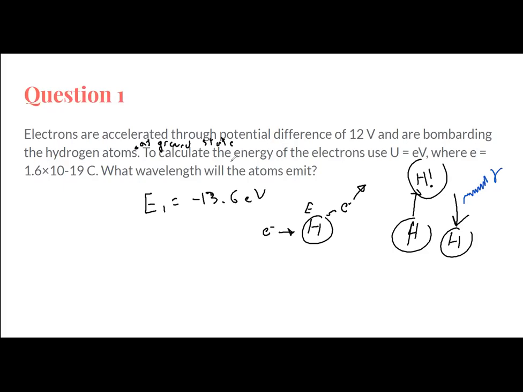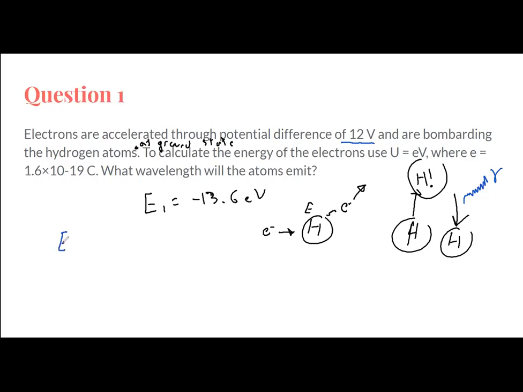Now, for electrons running into a hydrogen atom, that interaction is like two pool balls hitting each other. And so the electron that hits the hydrogen gives some energy to the hydrogen. And the question is, how much energy does the electron give to the hydrogen? Well, how much energy does the electron have? Then you can find that by figuring that the electrons have been accelerated through a potential difference of 12 volts.